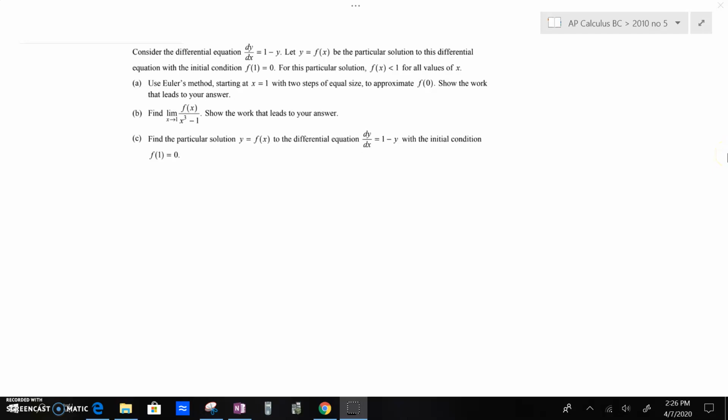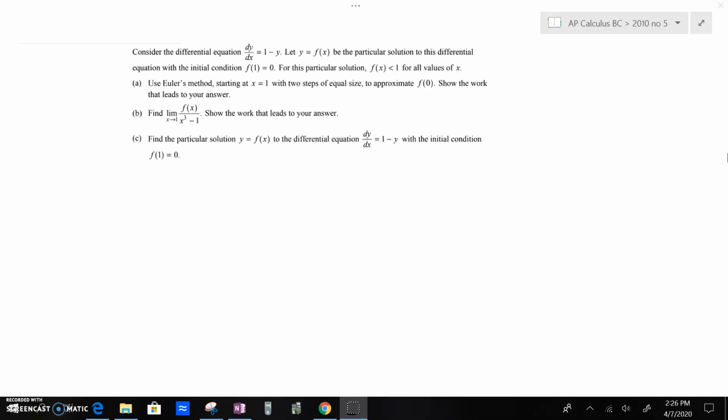Okay, so this is a free response question from 2010, and it's number 5. It's got a nice mix of A, B, and BC material in it. Looking at what they've given us: a differential equation, dy/dx is 1 minus y. Then they're telling us that f of x is a particular solution, and we've got an initial condition of f of 1 is 0.